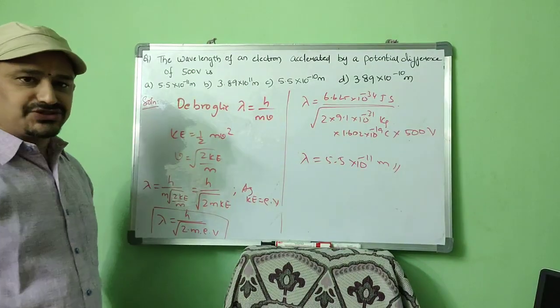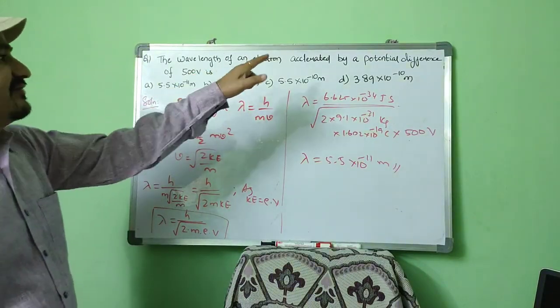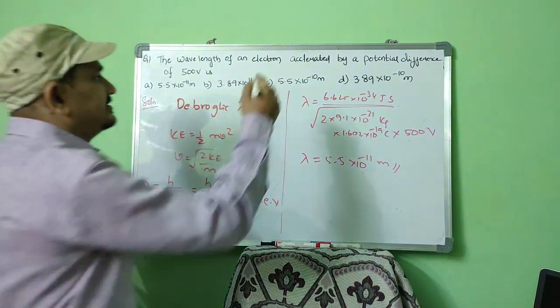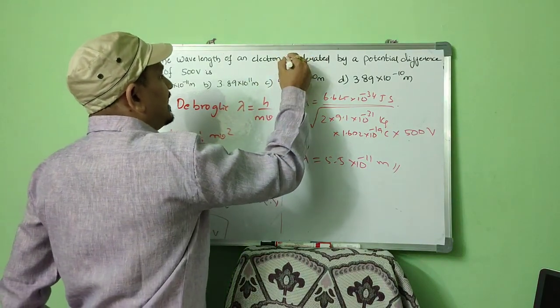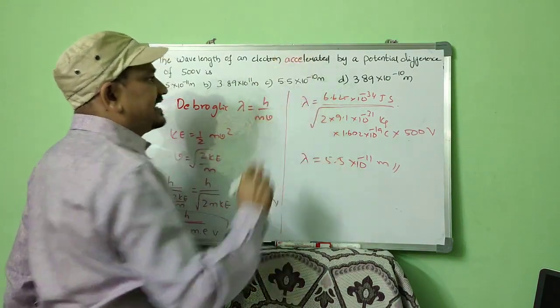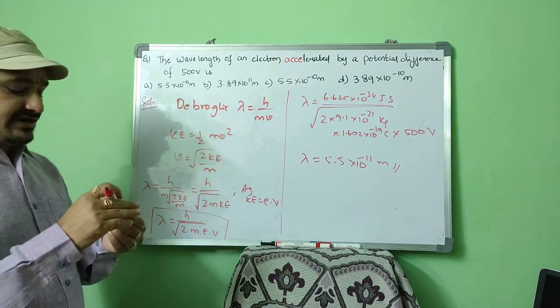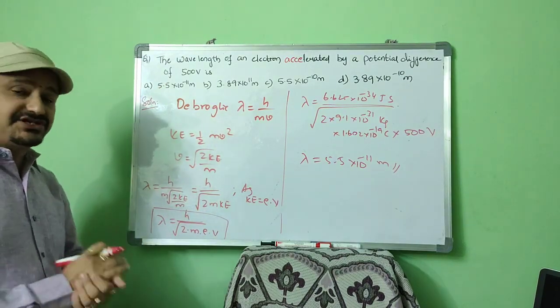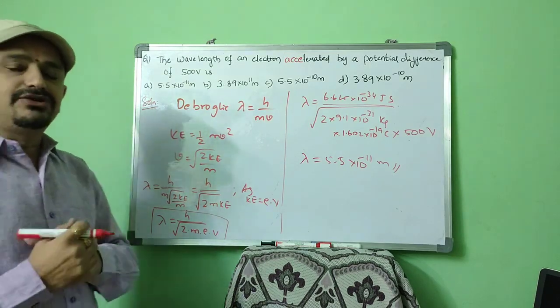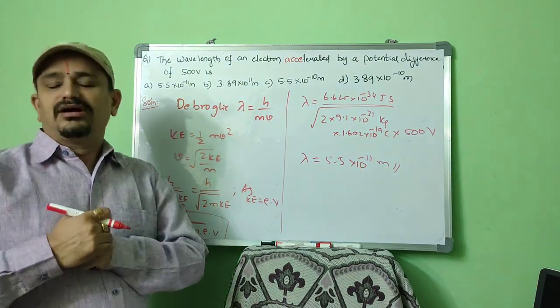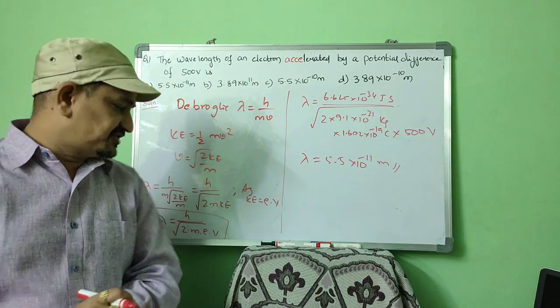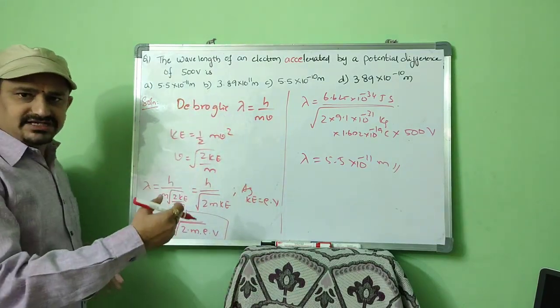This is our next question. The wavelength of an electron accelerated by a potential difference of 500 volts. Wavelength and potential difference, what's the relation? Immediately we should get lambda equal to h by root 2 m into potential difference into charge. But let us go through that small derivation part also.